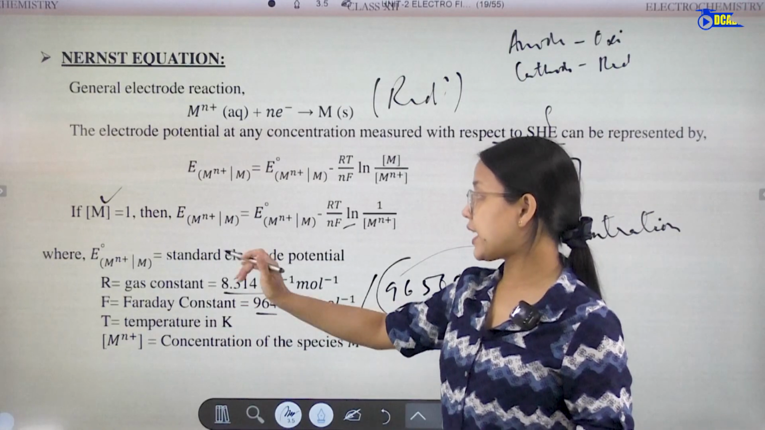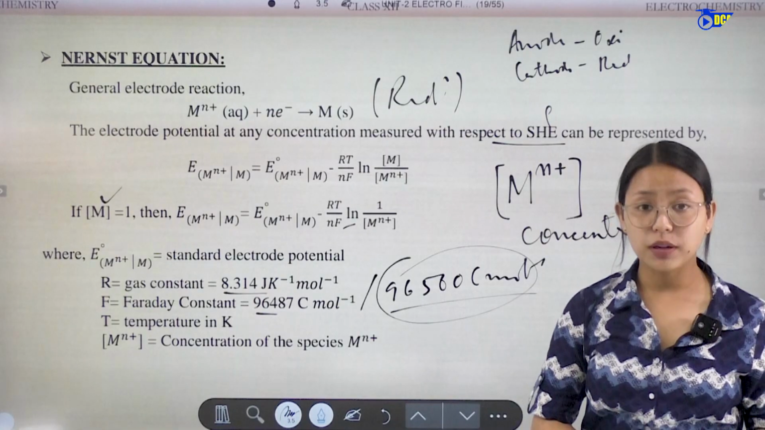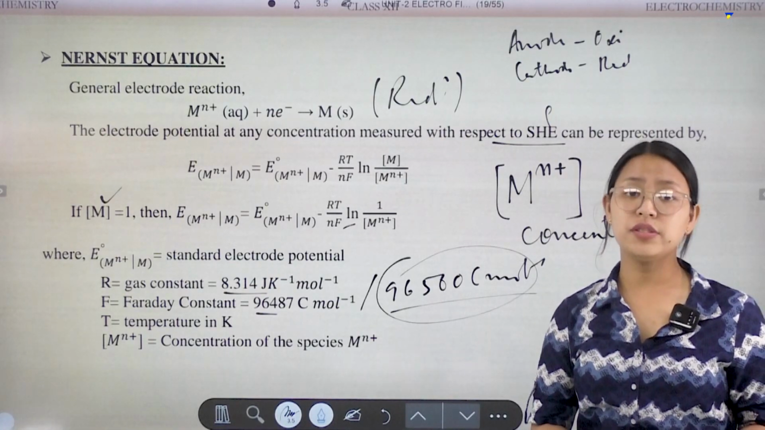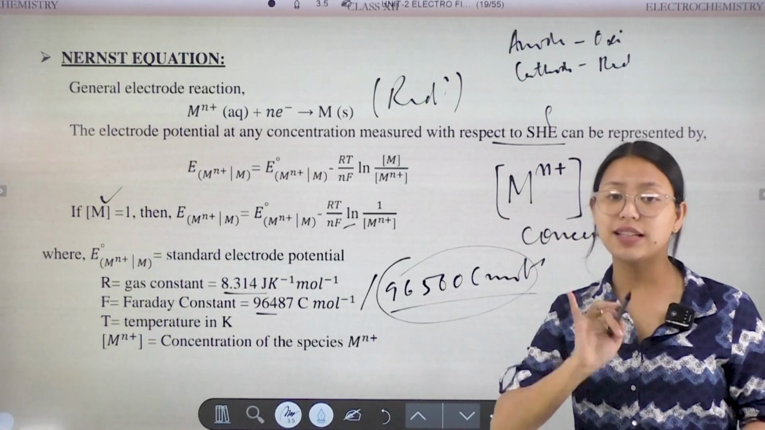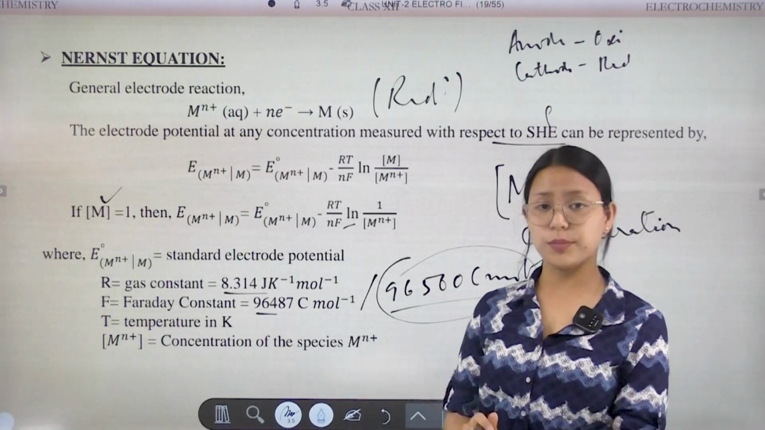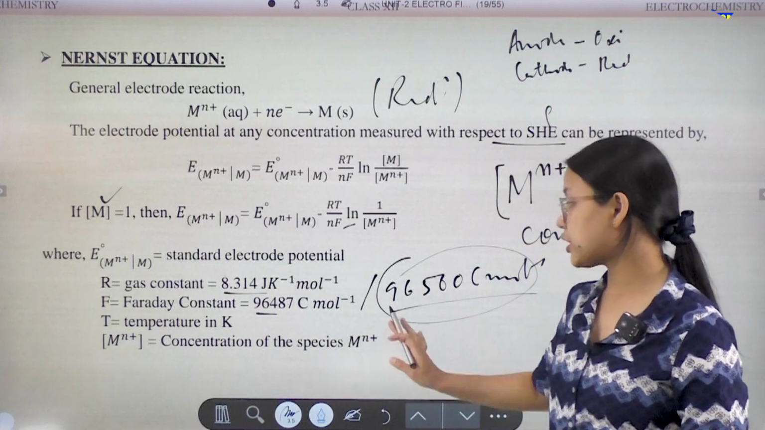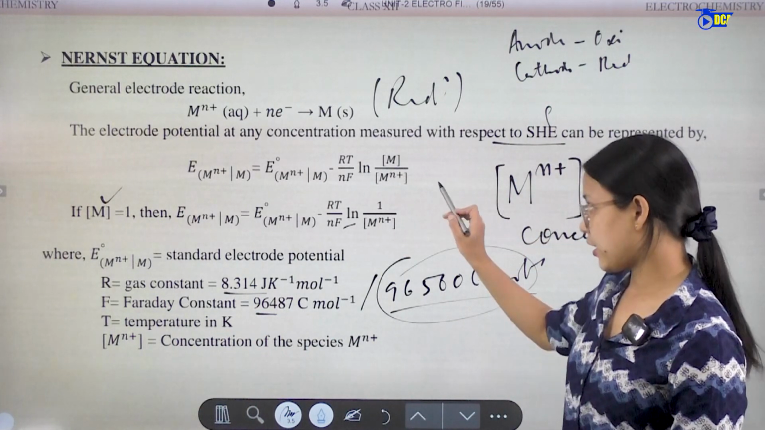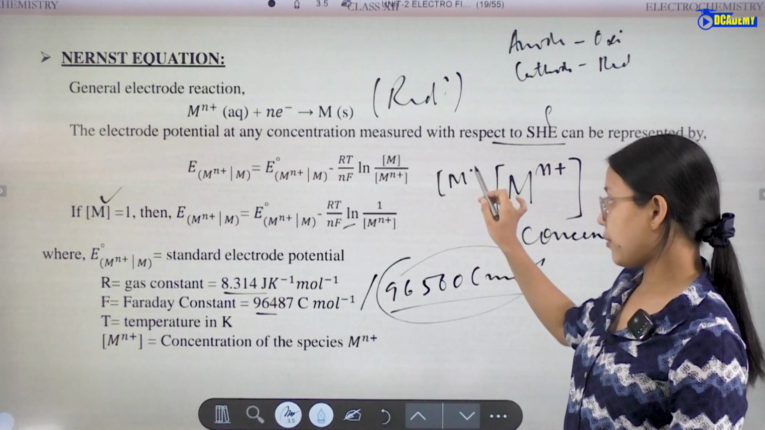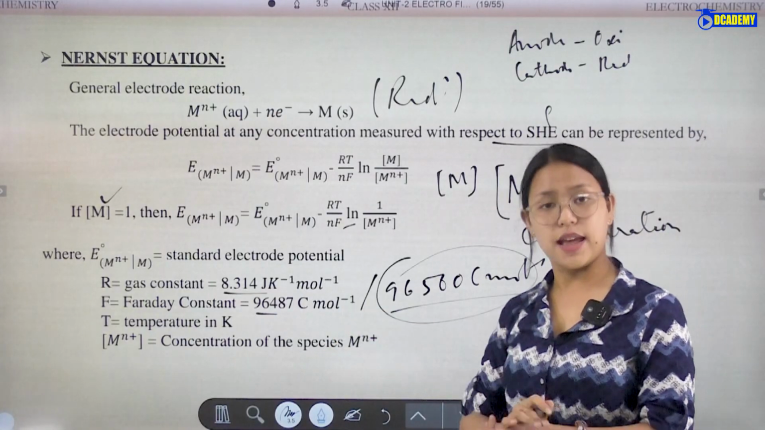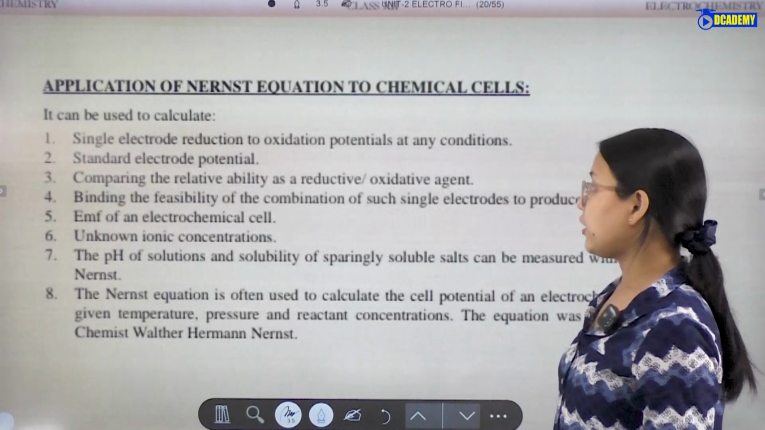Then temperature is the absolute temperature, in Kelvin. We are not using degrees Celsius in the calculation; convert Celsius to Kelvin. And [Mn+] is the concentration of the species M^(n+), and [M] is the concentration of the species M.